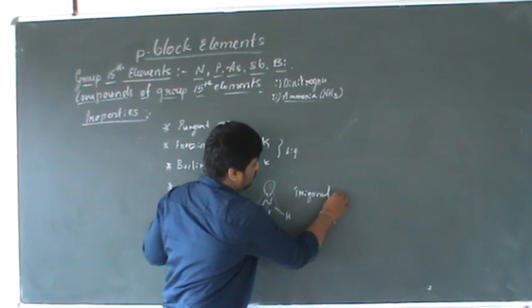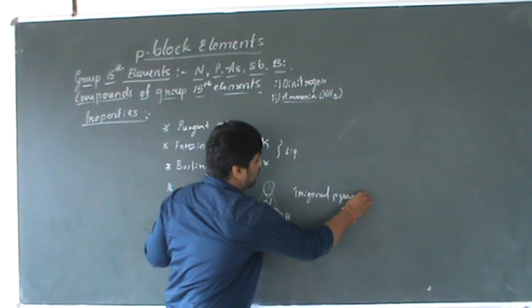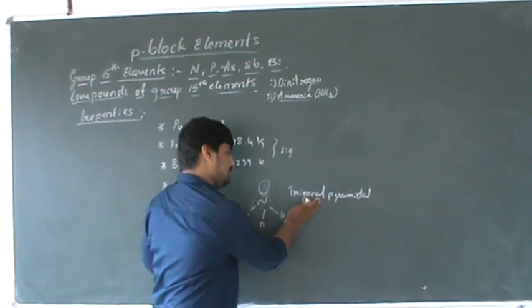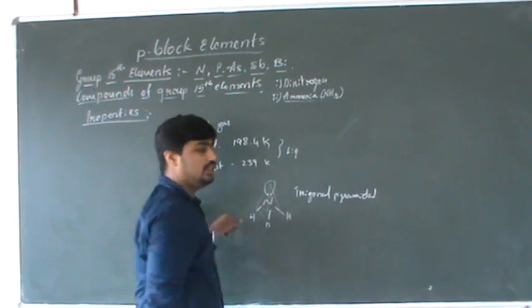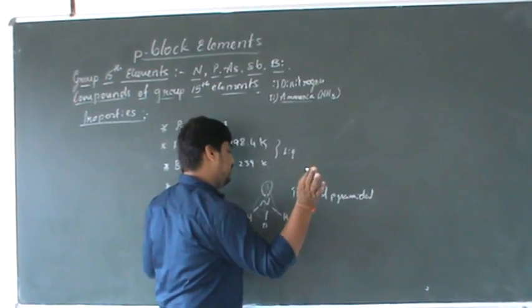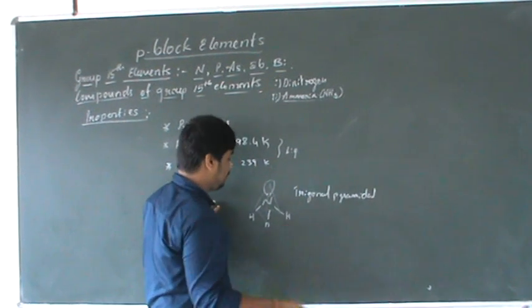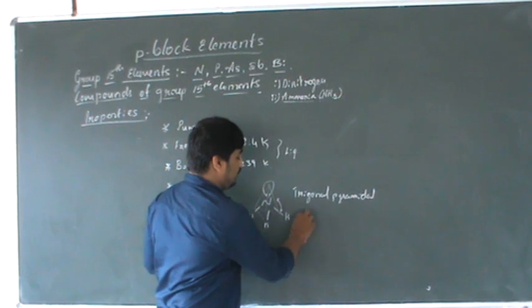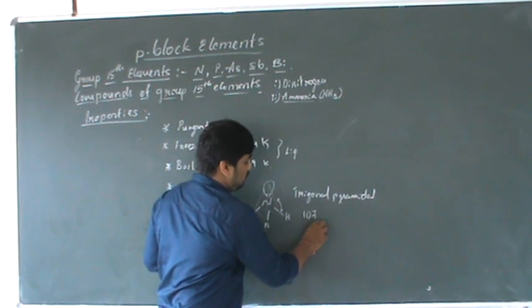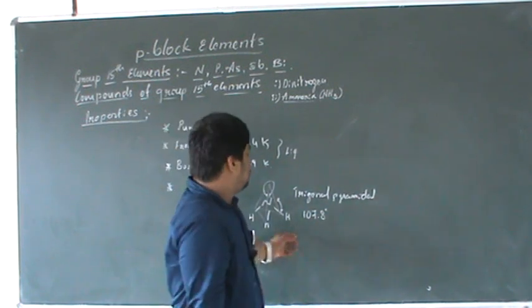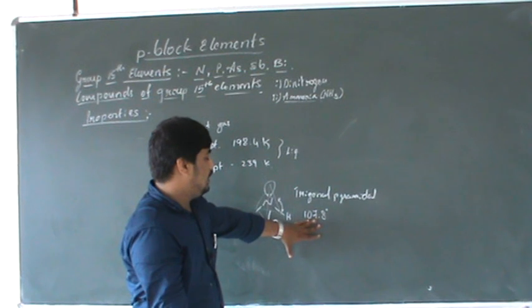Trigonal pyramidal. It is the shape, the actual shape. When we consider the lone pair of electrons, it is a tetrahedral geometry. Okay, geometry is different. Please remember that one. And the bond angle is 107.8 degree. Okay, 107.8 degree. So this is the bond angle.